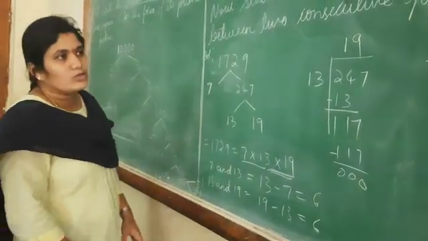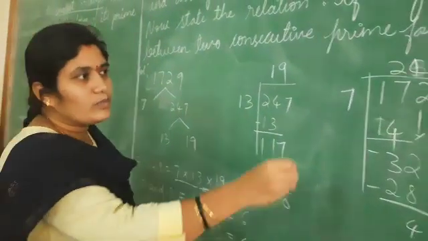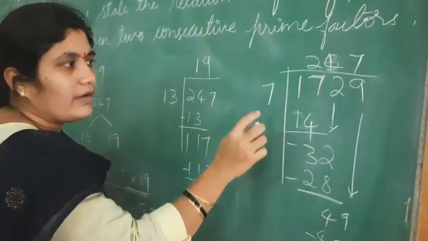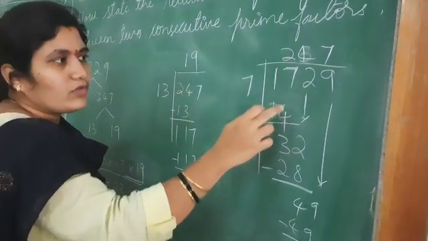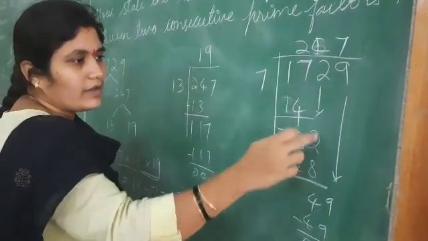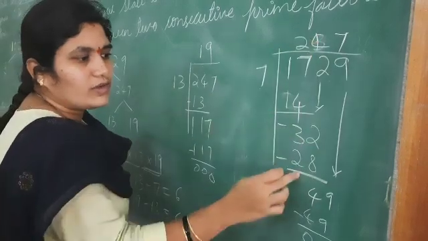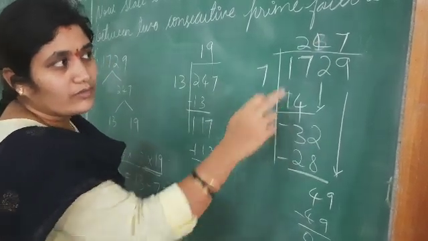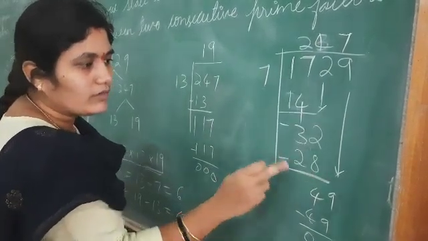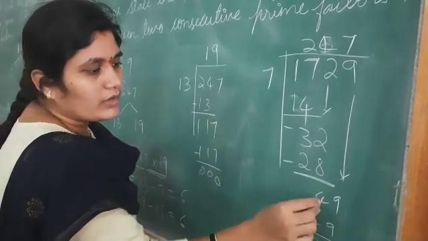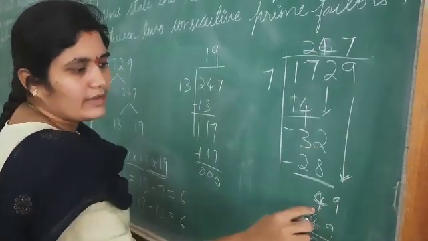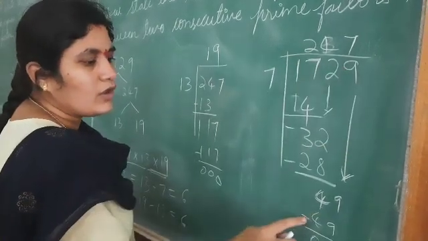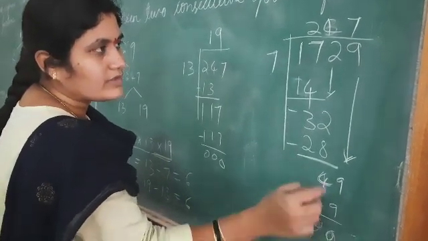Let me repeat the solution once. First take the number 1729 and divide it with 7 because we need a prime factor. 7 2s are 14, 17 minus 14 is 3. Take this 2 down. 7 4s are 28, because 7 5s is 35 you cannot go for that. Take 28. Remainder is 4. Now go for the last number 9. 7 7s are 49. So 7 divides it completely.